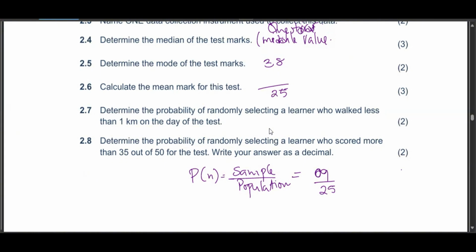So remember the question here wants your answer as a decimal. That's when you pick your calculator, you divide 9 by 25. You end up having 0.36. This is the final answer. And this brings us to the end of today's lesson. See you later. Bye-bye.